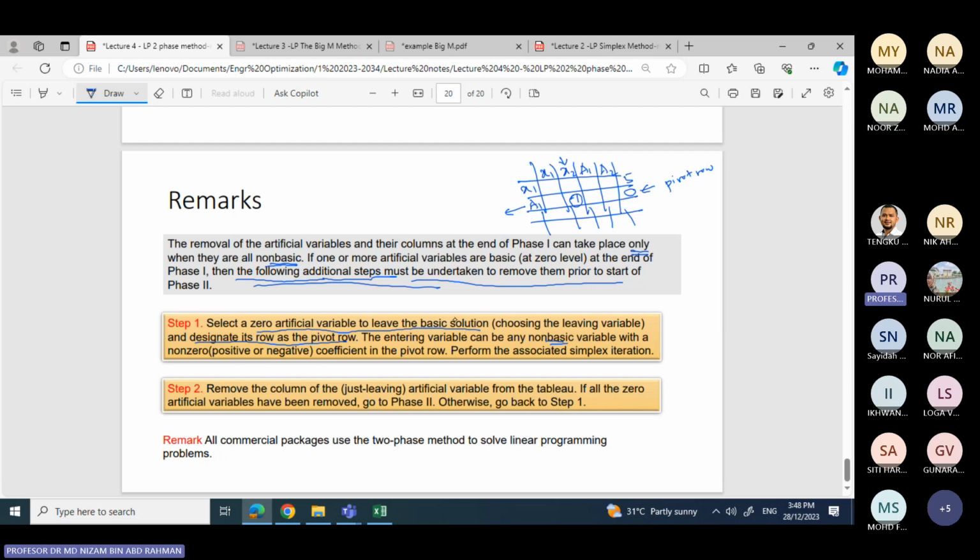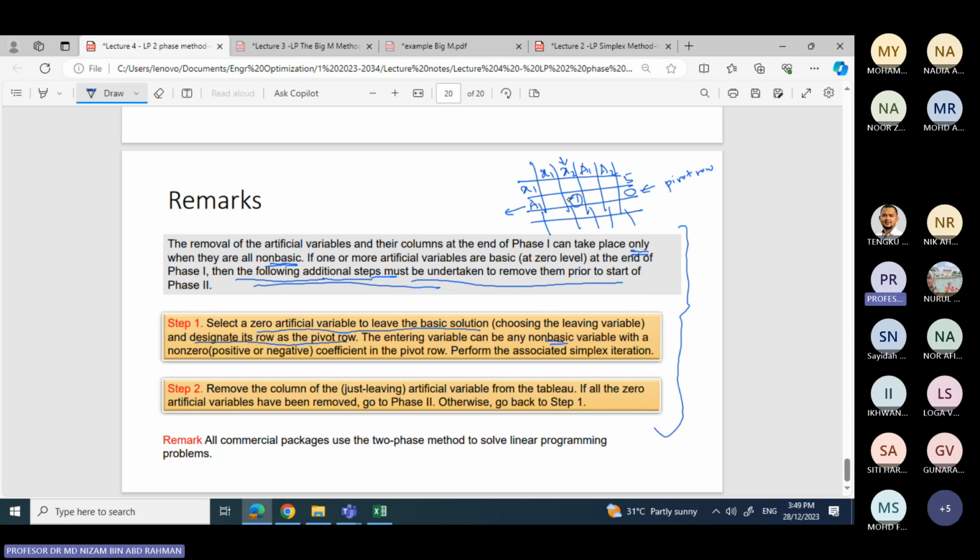Right? So this is applicable whenever at the end of phase 1, you have artificial variables as part of the basic solution, but its value is equal to 0. If you do that, then basically what you need to do is force it out. How to force it out? Then you select the entering variable and A1 will be the leaving variable, and remove the A1 column, right?